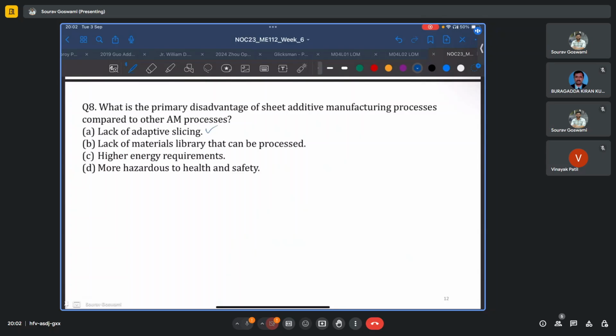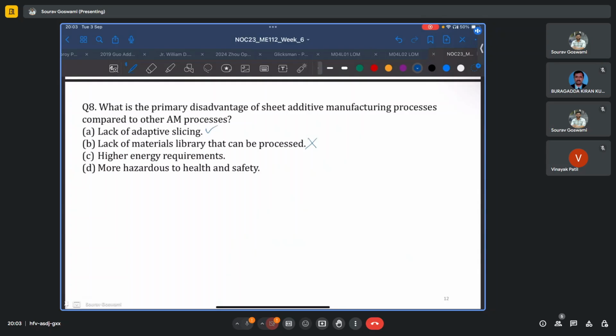Is it the lack of materials library that can be processed? We saw how sheet additive manufacturing processes can be used for manufacturing paper, metal, ceramic sheet, plastic, or other similar materials which are available in sheet form. In fact, they can also be used to combine these materials into a multi-material part, even for material combinations which might otherwise be metallurgically incompatible or which might lead to the formation of deleterious secondary phases. Thus, the lack of materials library is very untrue. In fact, it is one of the processes which is very versatile in terms of the materials that can be processed. Is it the energy requirement?